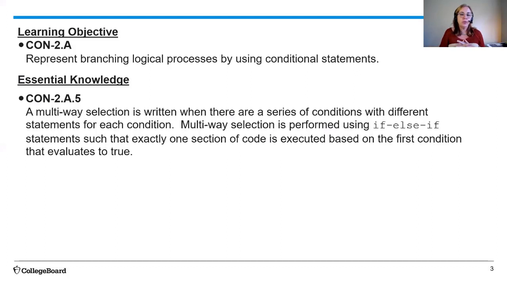Notice that the essential knowledge statement for this topic talks about multi-way selection. In the previous two topics, we talked about one-way selection with an if, two-way selection with an if-else, but because we have more than two options in life, we need multi-ways to select components in code. This will be accomplished with the use of an if-else if. Java's going to call it an else if, and you're going to see that in this video.